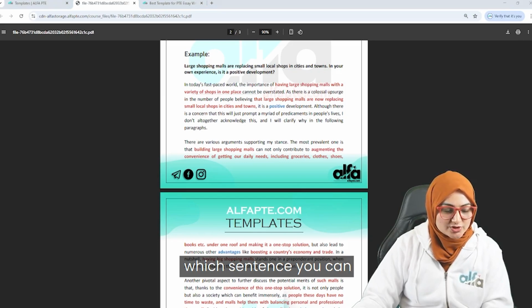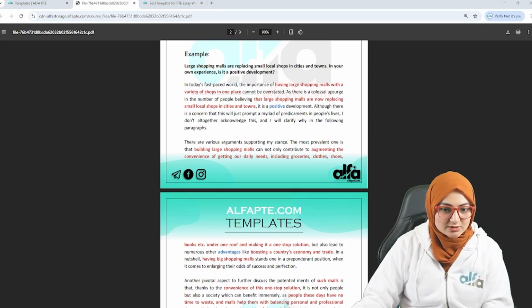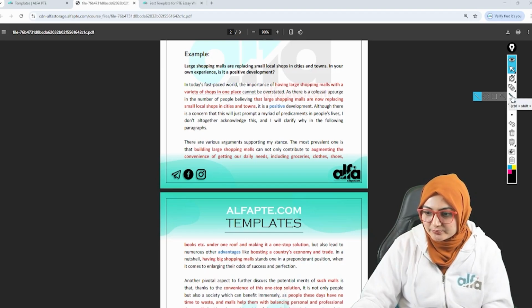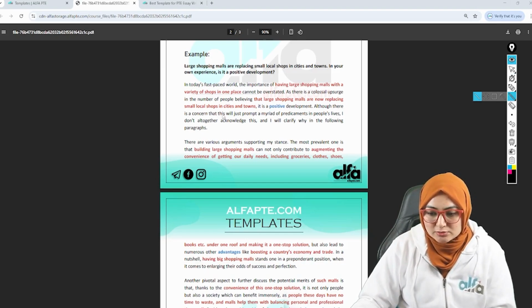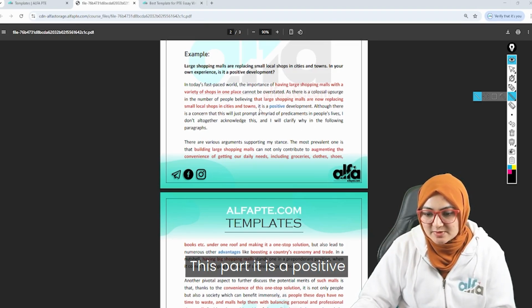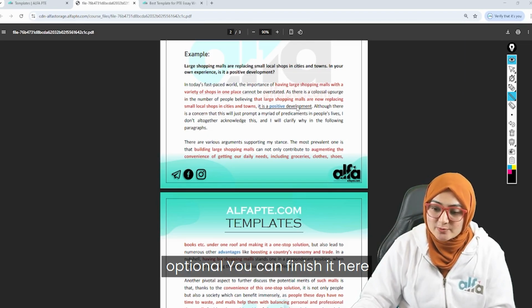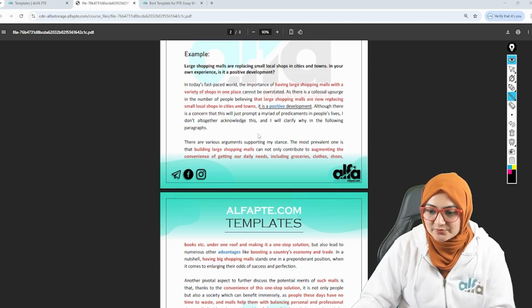Let me show you which sentence you can remove. One minute, guys. Okay, this part: it is a positive development or negative development. It's optional. You can finish it here and put a full stop.